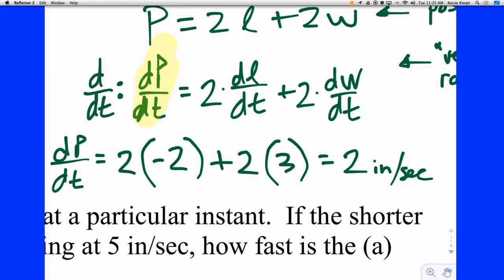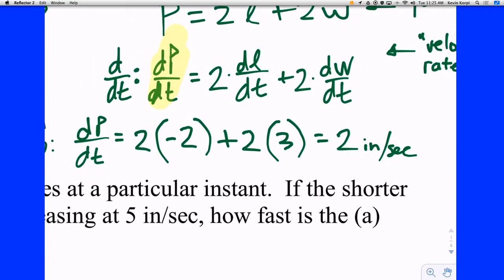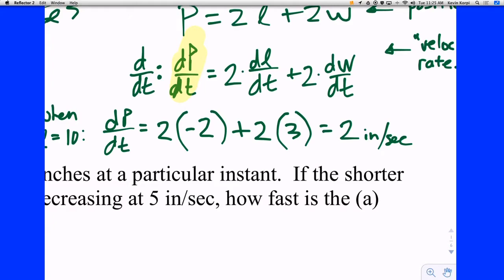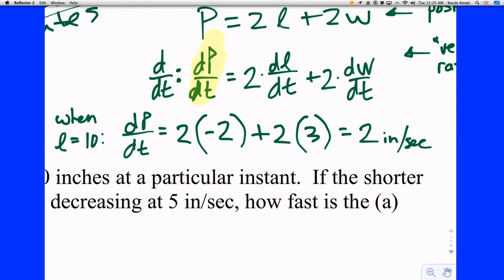If we had to write a sentence, though, and I'm just going to say it, not write it, like we did with the Koldian problem, you would reference the moment in time, and you can reference either the length or the width. When the length is 10 inches, the perimeter of the rectangle is increasing by 2 inches per second. Done. And that's actually a constant throughout the life of the problem.